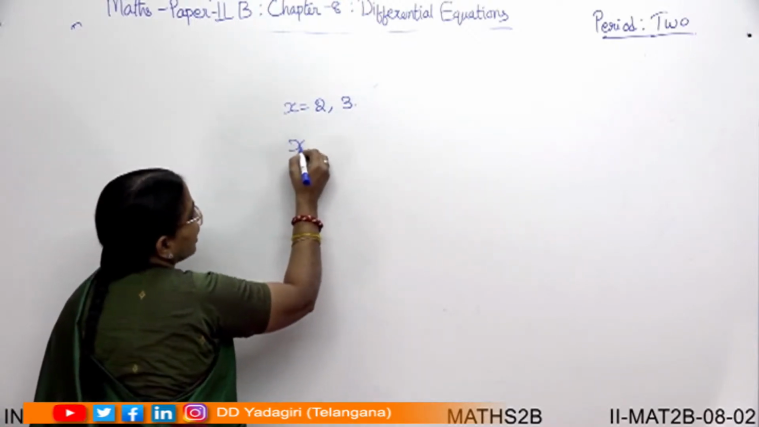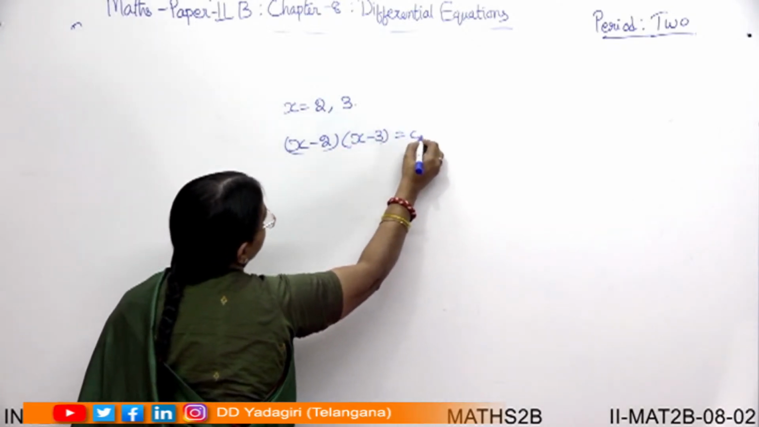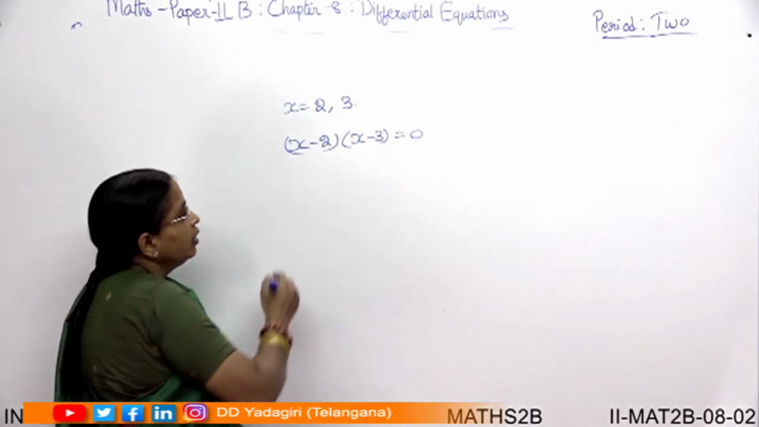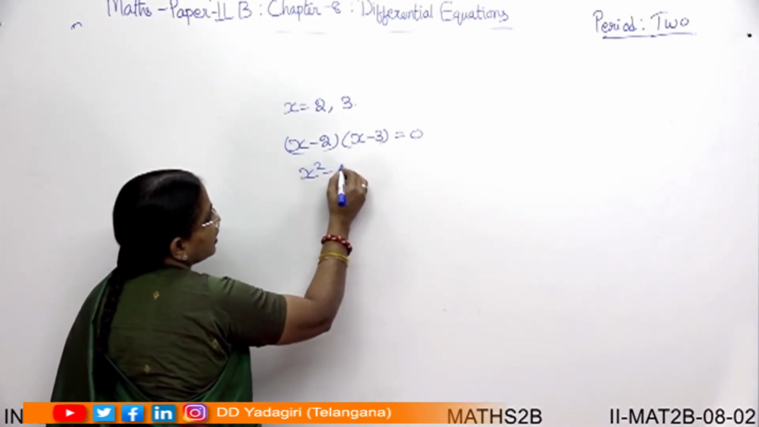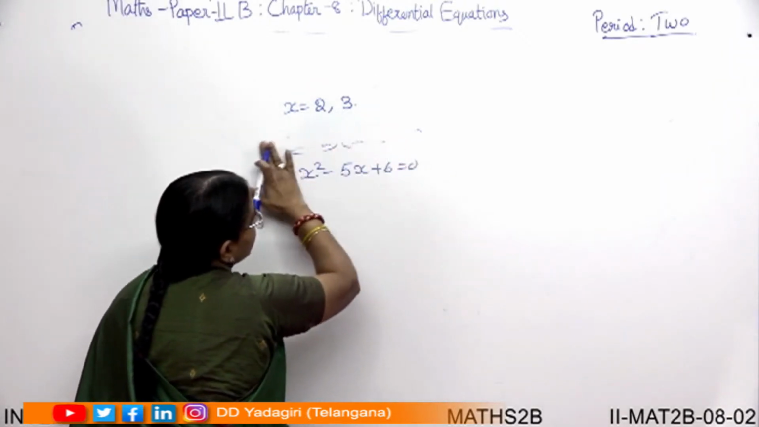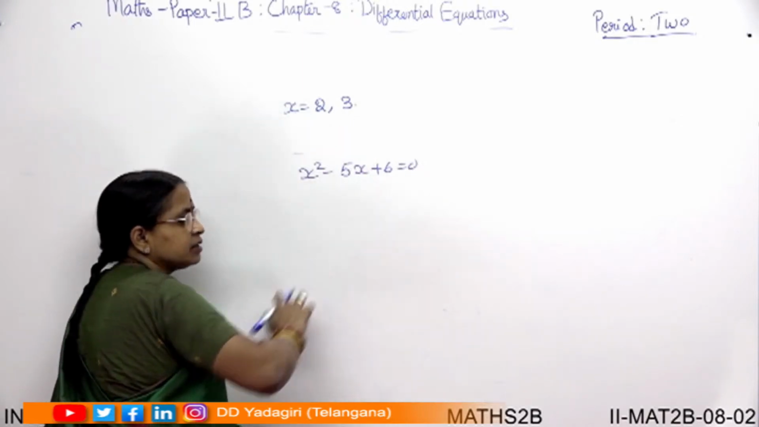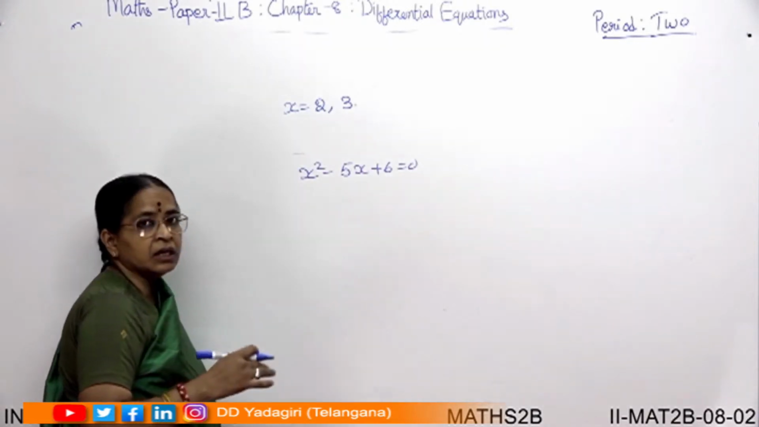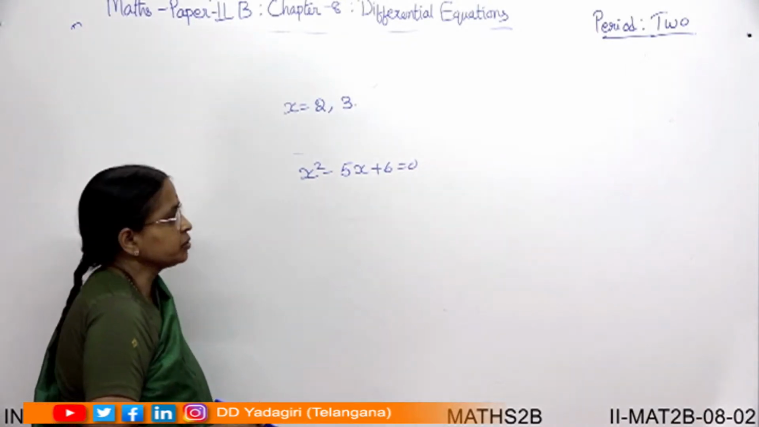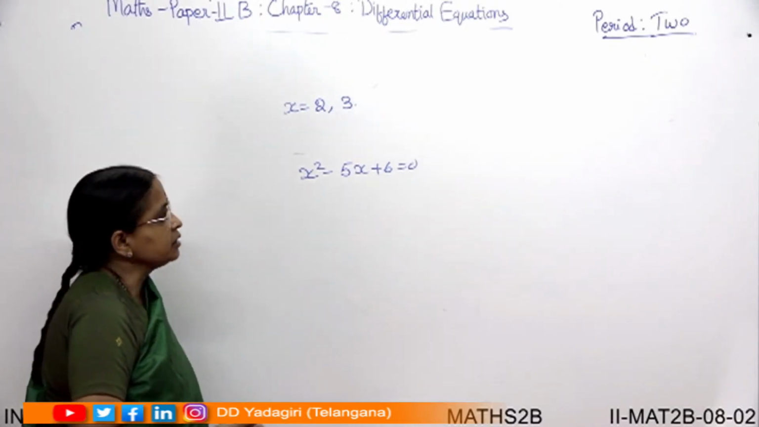Then what will you do? You will write the equation as x minus 2 into x minus 3 is equal to 0. So when roots are given, you can find the equation like this. So that is x square minus 5x plus 6 is equal to 0. So the equation whose roots are 2 and 3 is this. So 2 and 3 are the solutions of this equation. In the same way, this is just an algebraic equation and it is easy to solve.